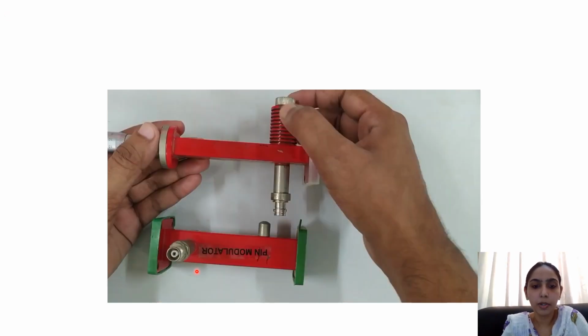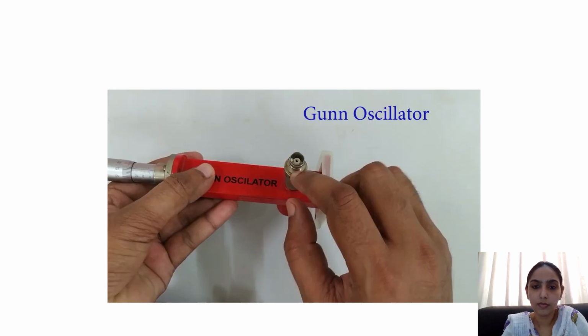Now next is about the pin diode or the pin modulator. You can see this particular section indicates the point where our diode is placed. From here we have to attach the cable, and this point is the heat sink of the diode. As you can see, this is the point where we have to attach the cable, that is, we have to supply the power to our gun diode, and here a diode is placed.